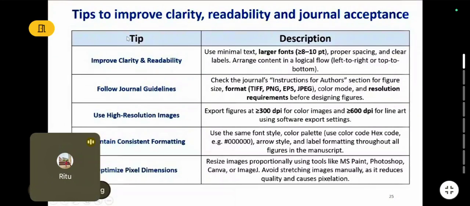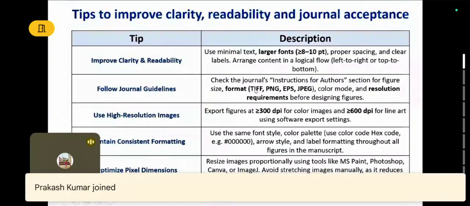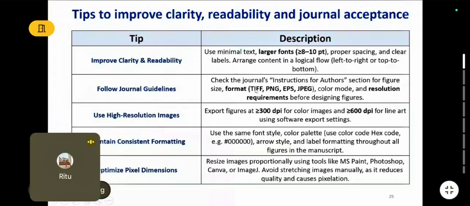And lastly, these are the tips to improve clarity, readability, and generic content. First, improve clarity and readability. Always keep fonts greater than 8 to 10, not smaller than that. Then follow journal guidelines. First, see in which format you require the figure and export in the same format and the resolution requirements. I suggest you keep the resolution at least 300 dpi. If the journal requires more than that, then you have to change it. But keep it 300 dpi minimum.